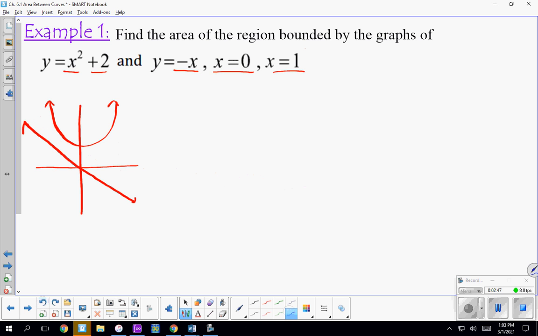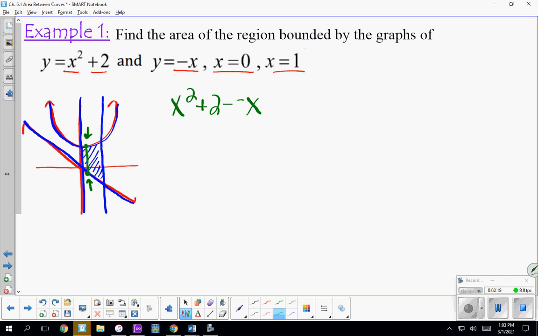x equals 1 is a vertical line that goes right here. And x equals 0 is a vertical line here. So they're asking us to find the area of the region bounded by those 4 lines. That's going to be this area right in here. The way we're going to calculate that is we're going to find the distance of one of these very, very thin rectangles. That's going to be my quadratic equation minus my linear, or top minus bottom. So I'm going to have x squared plus 2 minus a negative x. And this gives me the distance, or the height, of one of those very thin rectangles.